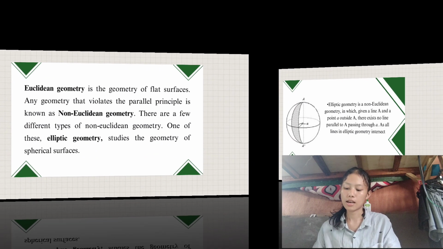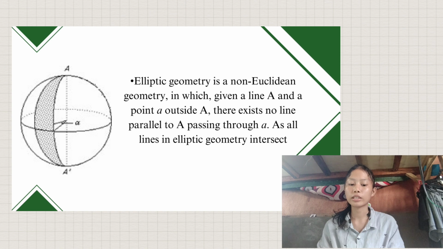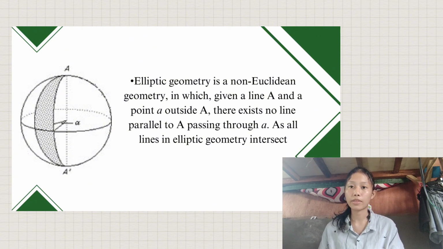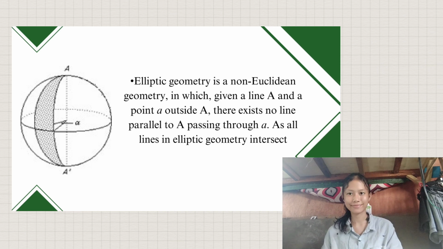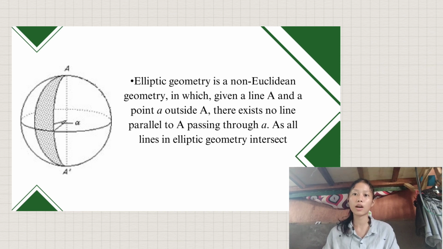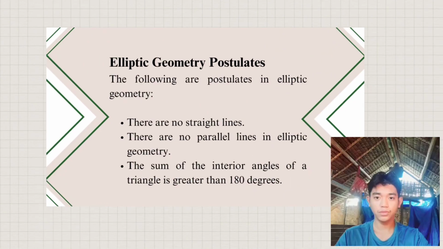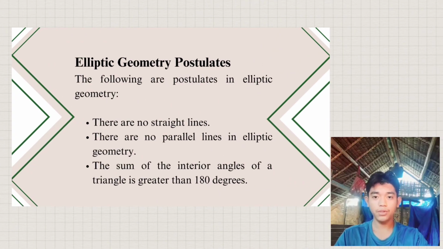Elliptic geometry is a non-Euclidean geometry in which, given a line and a point outside it, no line passes through the point parallel to the given line, as all lines in elliptic geometry intersect. The next topic is the postulates of elliptic geometry. The following are postulates in elliptic geometry: there are no straight lines, there are no parallel lines, and the sum of the interior angles of a triangle is greater than 180 degrees.